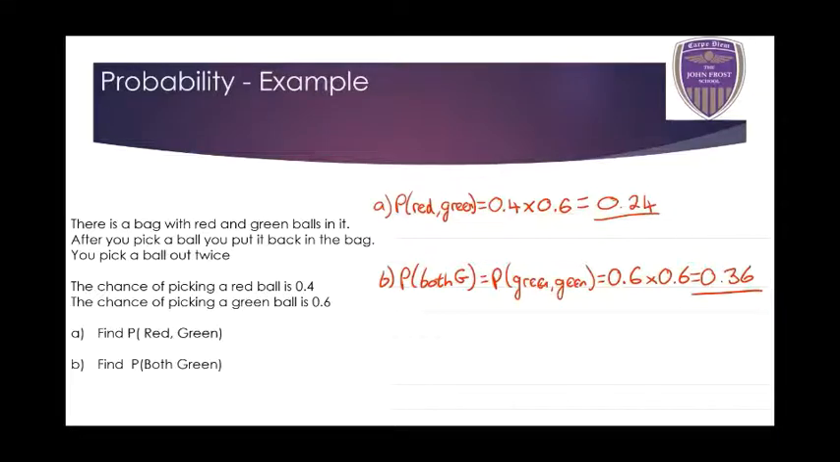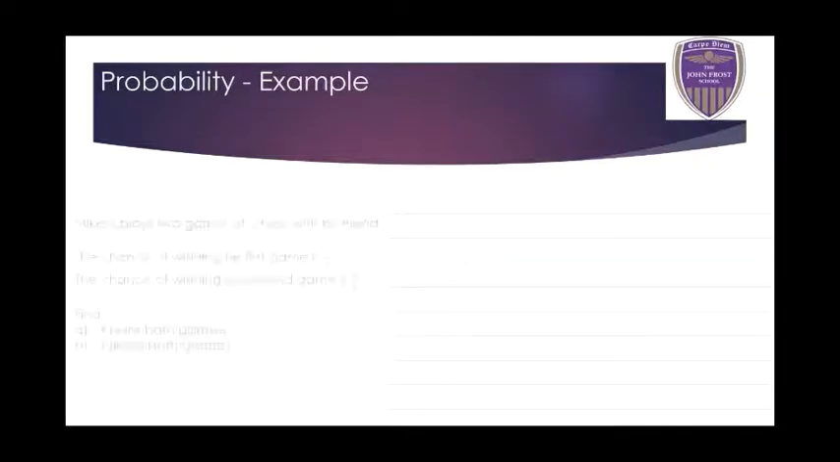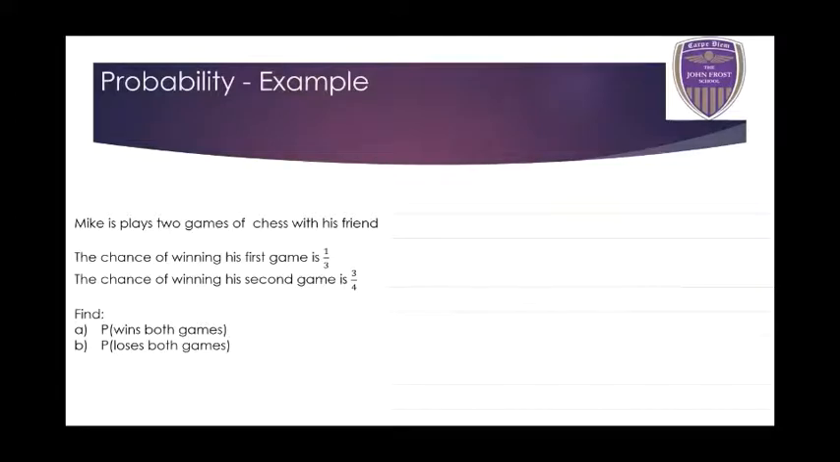Let's have a look at another example. Mike is playing 2 games of chess with his friend. The chance of him winning his first game is 1/3. The chance of him winning his second game is 3/4. We're going to find the probability he wins both games, and the probability he loses both games.